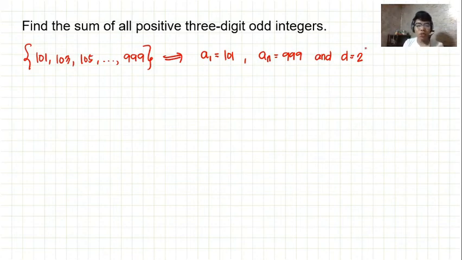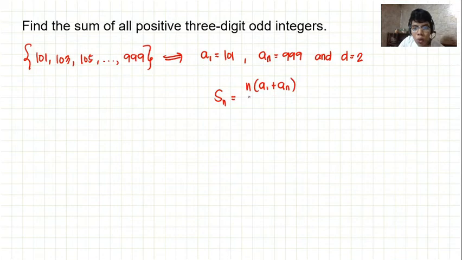Okay, we need to solve for the sum. The sum is given by this formula since we have a sub 1 and a sub n. So S sub n is equal to n times a sub 1 plus a sub n all over 2. Why did we use this? Because the list of all positive three-digit odd integers follows an arithmetic progression. So, we will use the arithmetic formula.